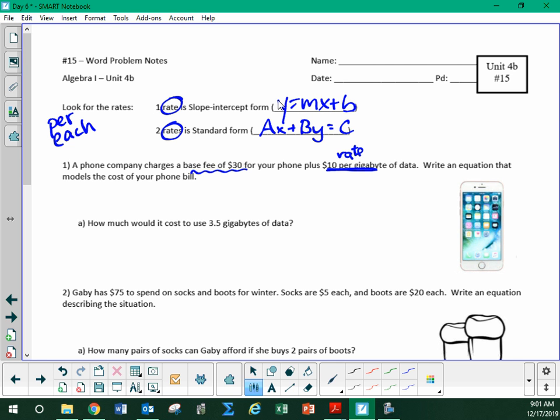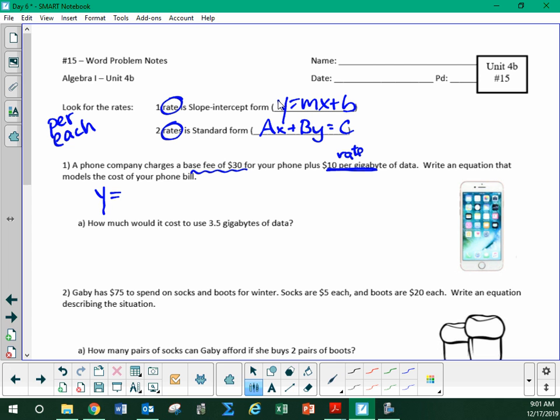Okay, so we only have one rate here. So if we only have one rate, we're going to use slope-intercept form. So if you have two rates, it's standard form. So two rates is going to be standard form, we won't give you three. Because then we'd be working in the z-axis, and don't worry, that's like 10 years down the road.